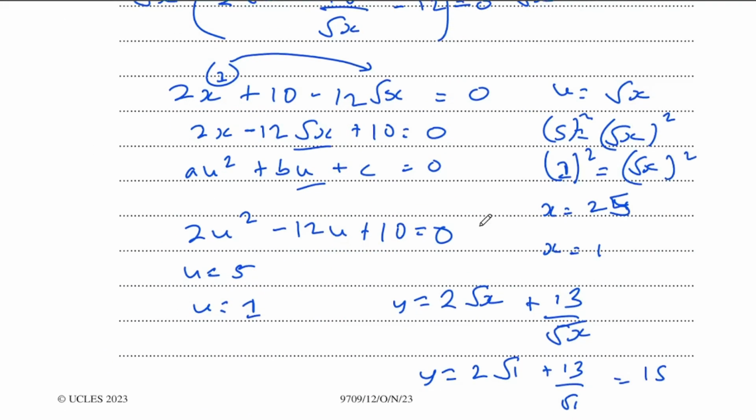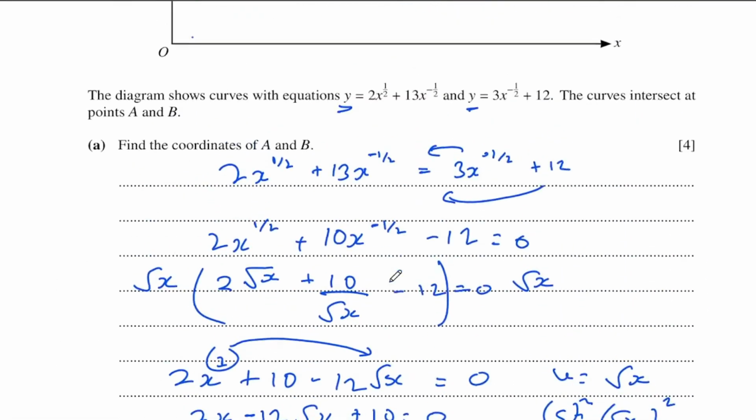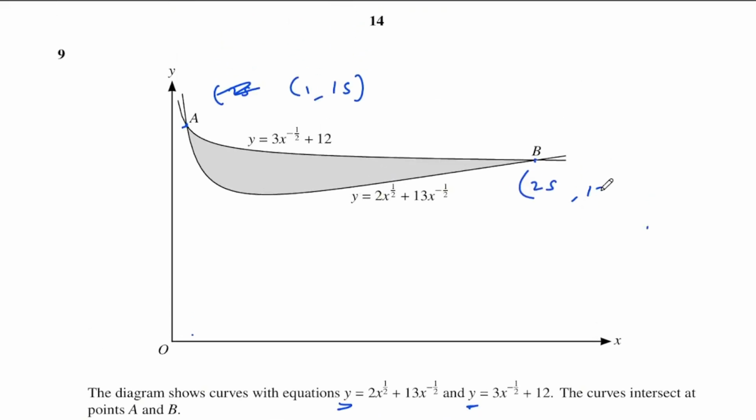And then we can do the same thing with 5, and we're going to get, with 25. So 2 root 25 plus 13 over root 25, which is just 2 times 5 plus 13 over 5, which is just 10 plus 13 over 5, which is going to be 12.6. Okay, so this is (25, 12.6), or 12 3 over 5. Yeah, so this is for B and this is for A.